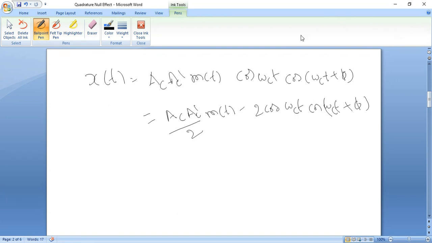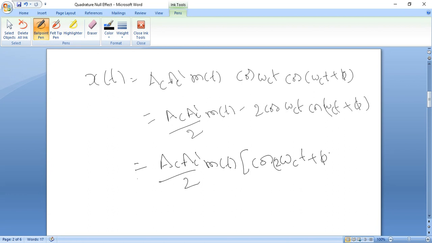So in such a case, the output will be Ac' by 2 into m(t) into cos(A+B), that is cos(2ωct + φ), right? Plus cos φ, right? This is the output of the product modulator. This output of the product modulator is passed through a low pass filter.